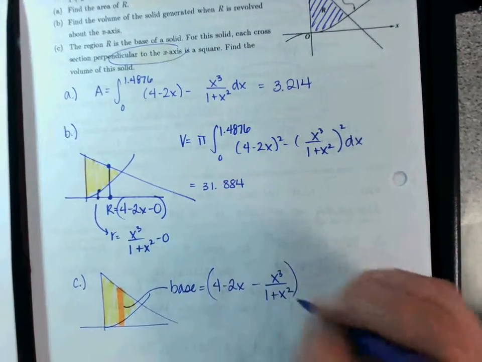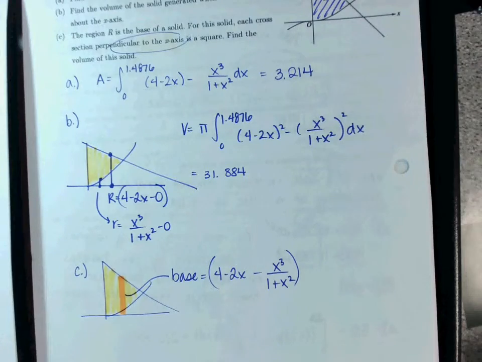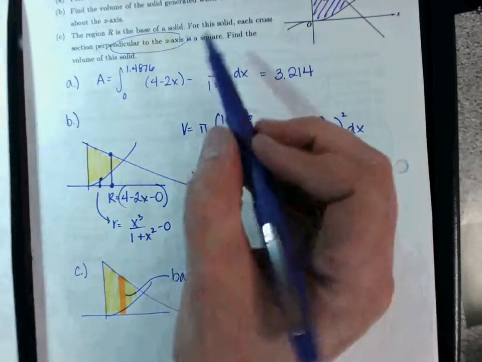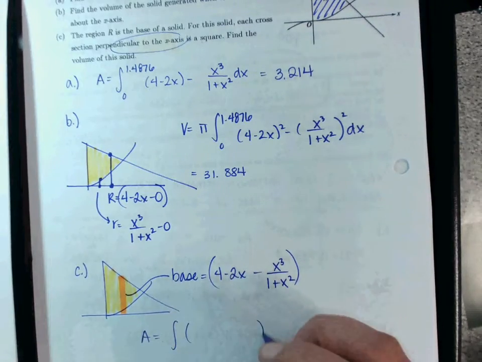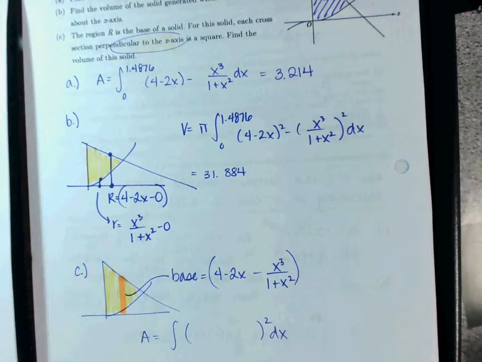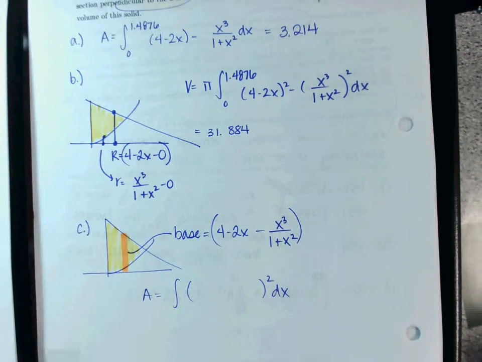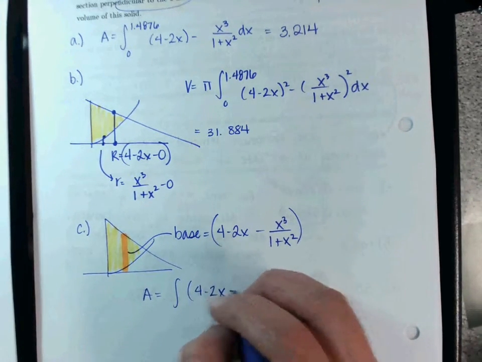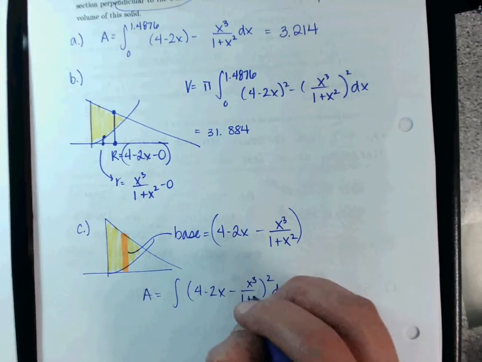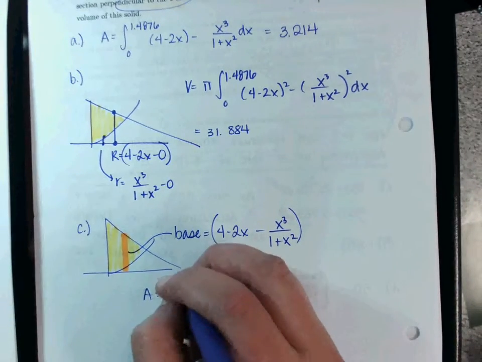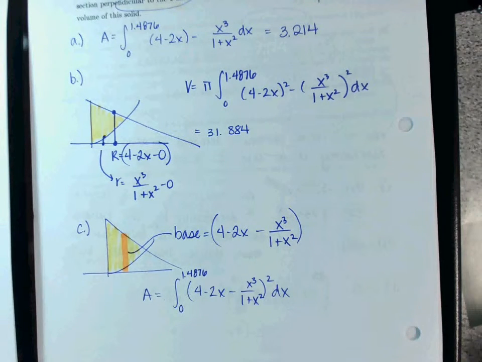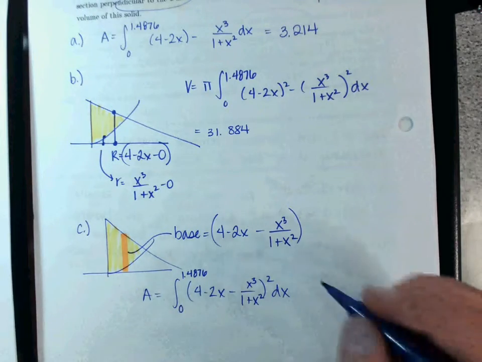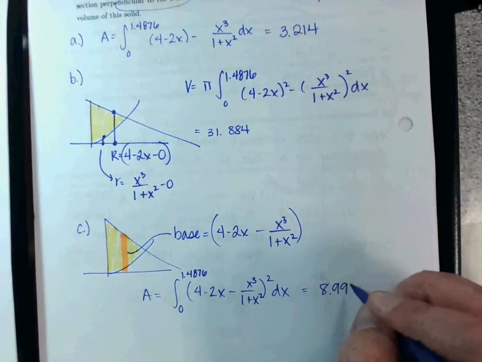Then what shape did they pick? It says we want the cross section to be a square. So the area equals the integral of the base squared. So 4 minus 2x minus x cubed over 1 plus x squared, from 0 to 1.4876. Should I put a pi on it? No, squares don't have pi's in their formula, so you don't need one. And it comes out to be 8.997.